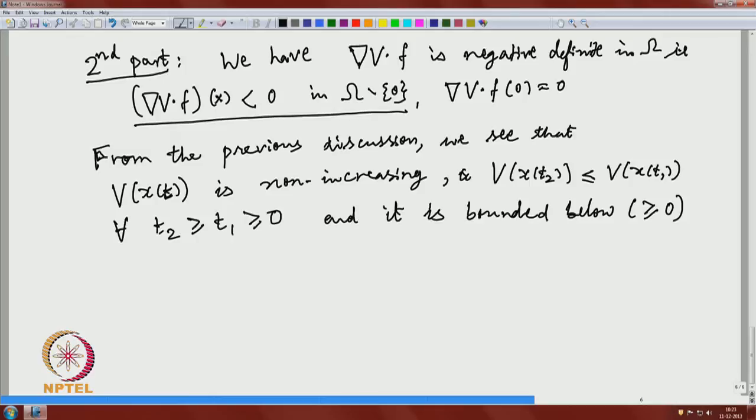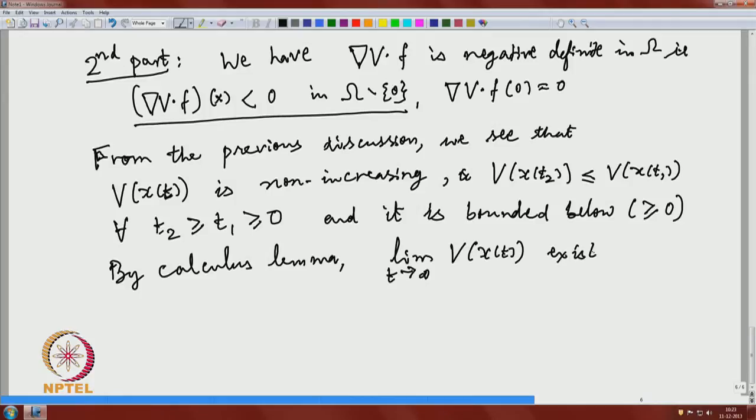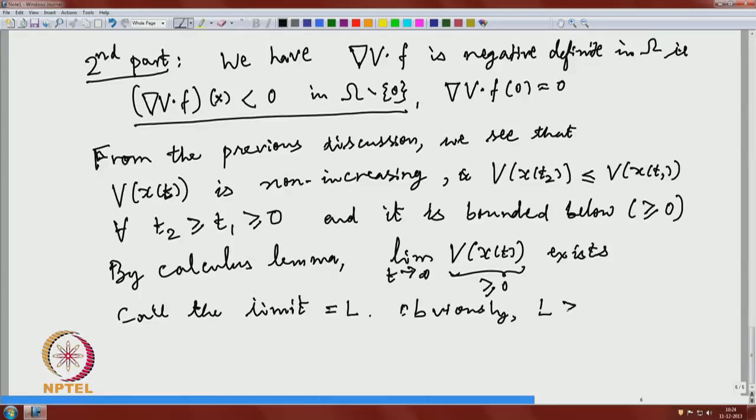Okay. So, here we have a non increasing function which is bounded below, and by the calculus lemma, this limit of V of x(t) as t tends to infinity exists. Here I have a non increasing function V of x(t) which is bounded below, that is why this limit exists. And since this is a non negative function, call the limit equal to L. So, obviously, L is bigger than or equal to 0.